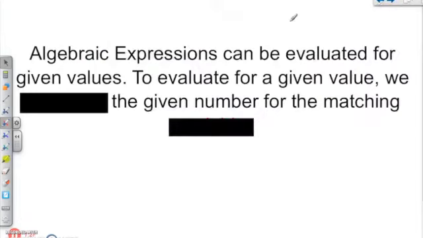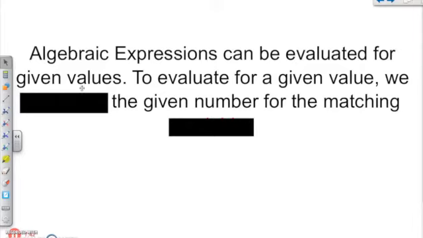Alright. Algebraic expressions can also be evaluated for given values. So we're going to take some of those expressions we've been dealing with before that had the variables in them, and we're going to give a specific number that we're going to be plugging into those expressions.